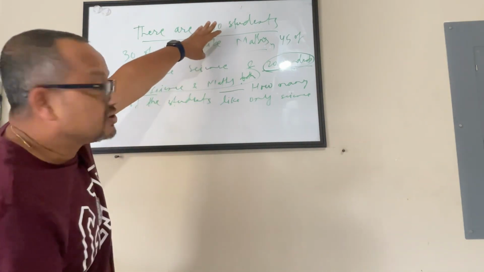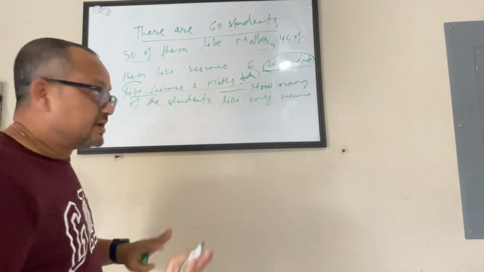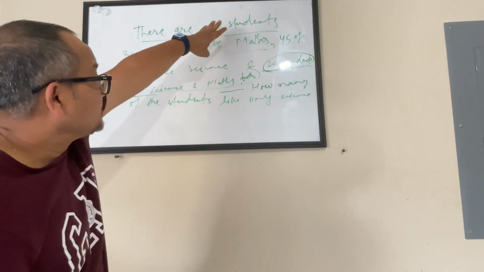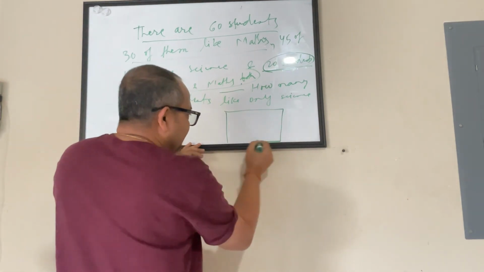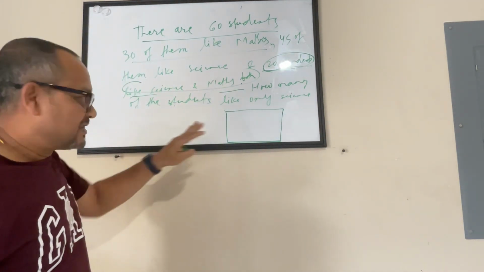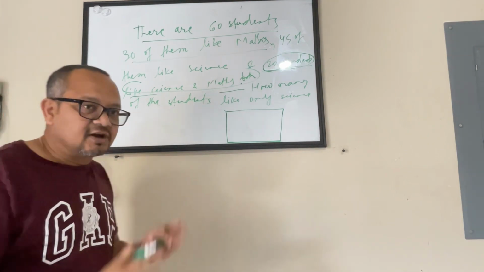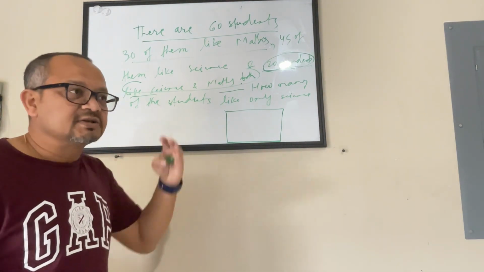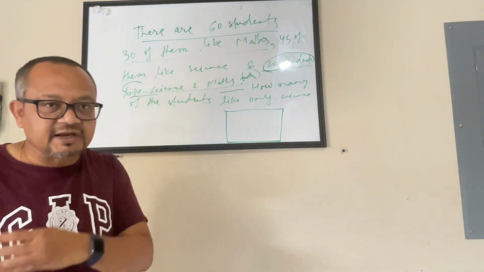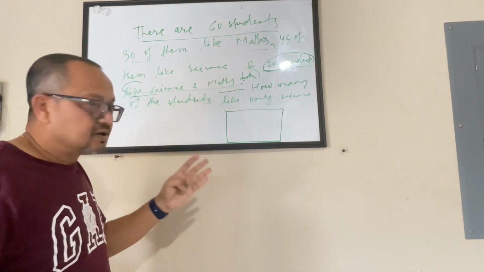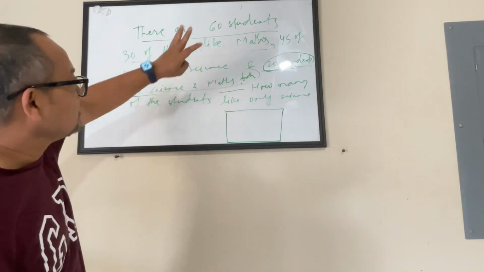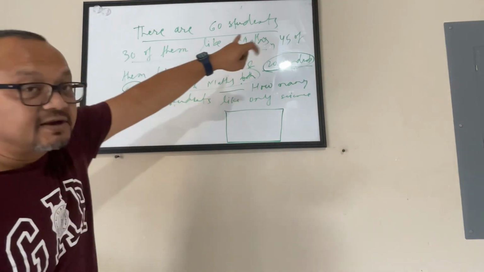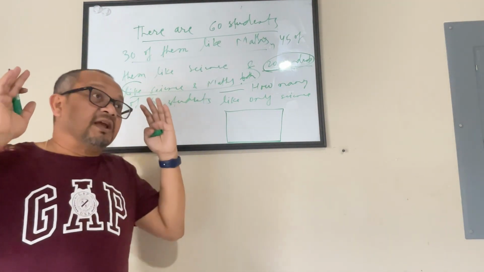Now let's look at this question again from the beginning. There are 60 students in a class. I'm drawing my classroom with my limited skill on drawing. This is my classroom. It has all types of students, some boys, some girls, some kids liking math, some kids liking science, some kids liking both, whatever. Some kids not liking study at all also. But let's look at the question. 30 of them like math.